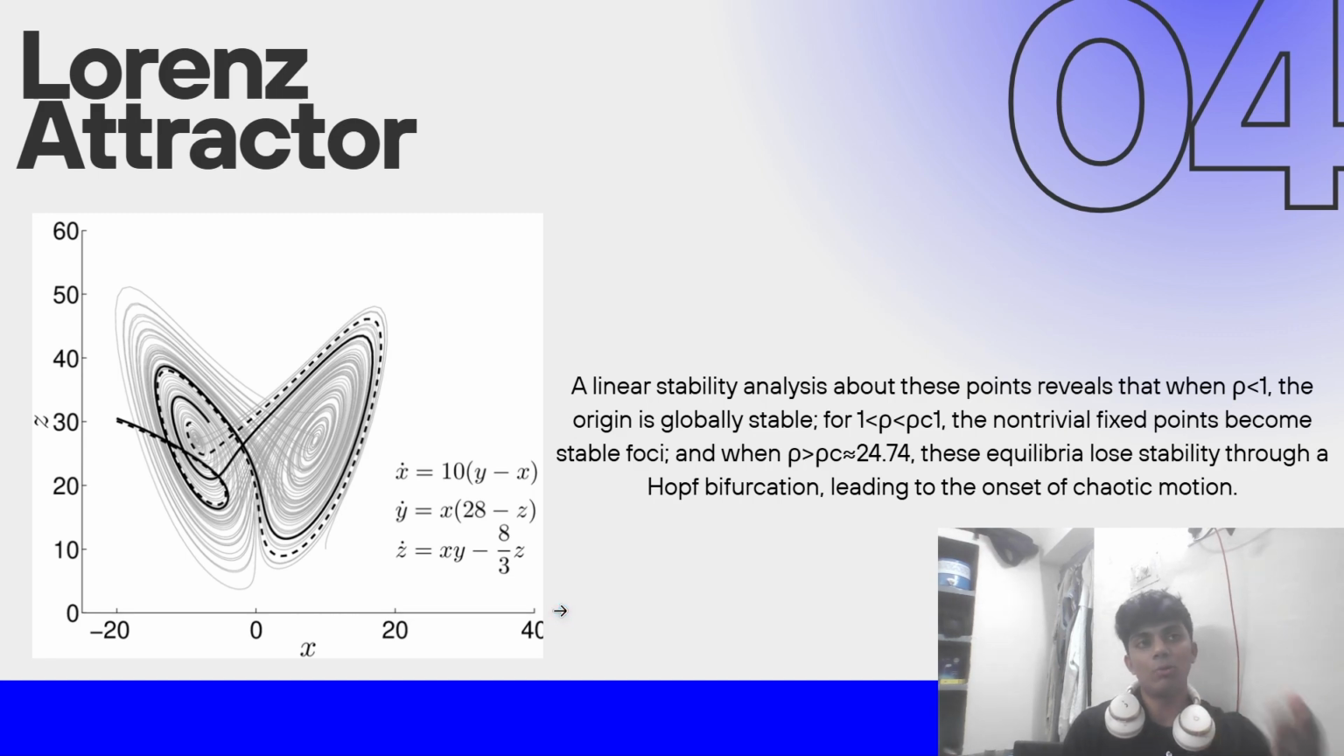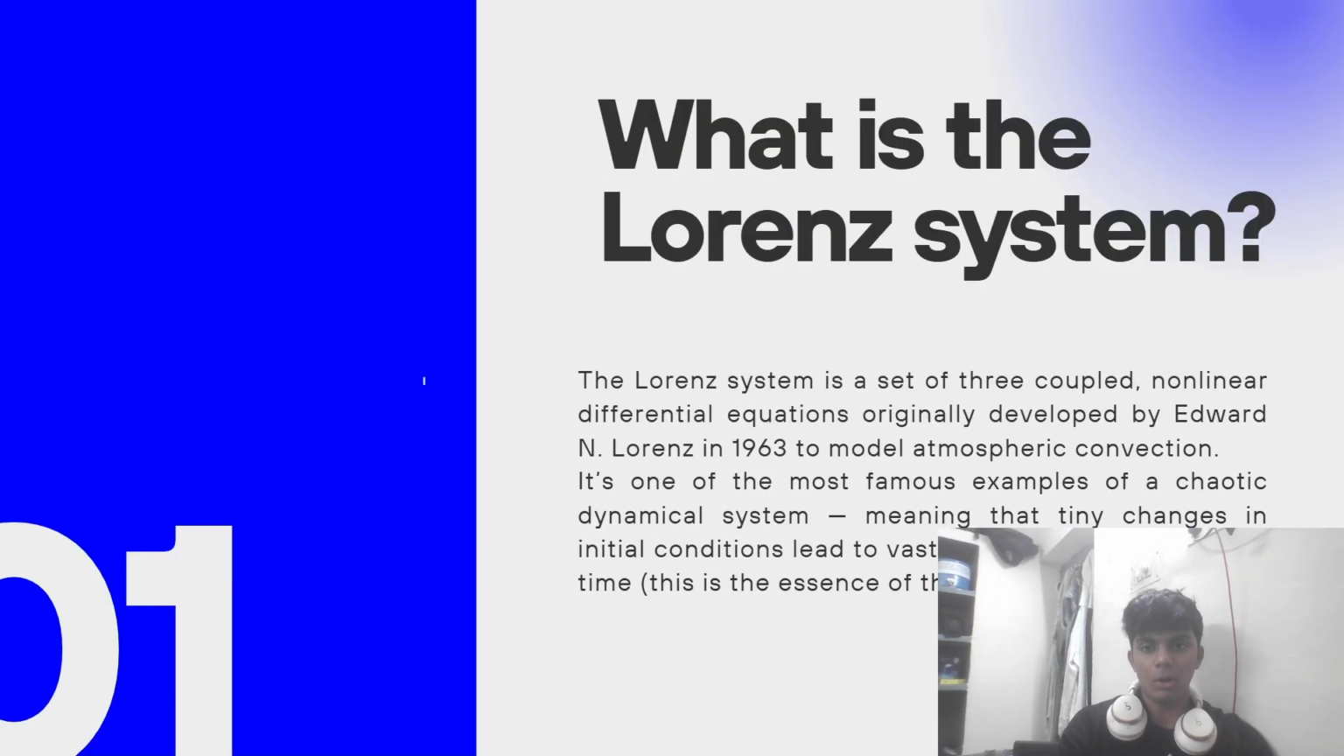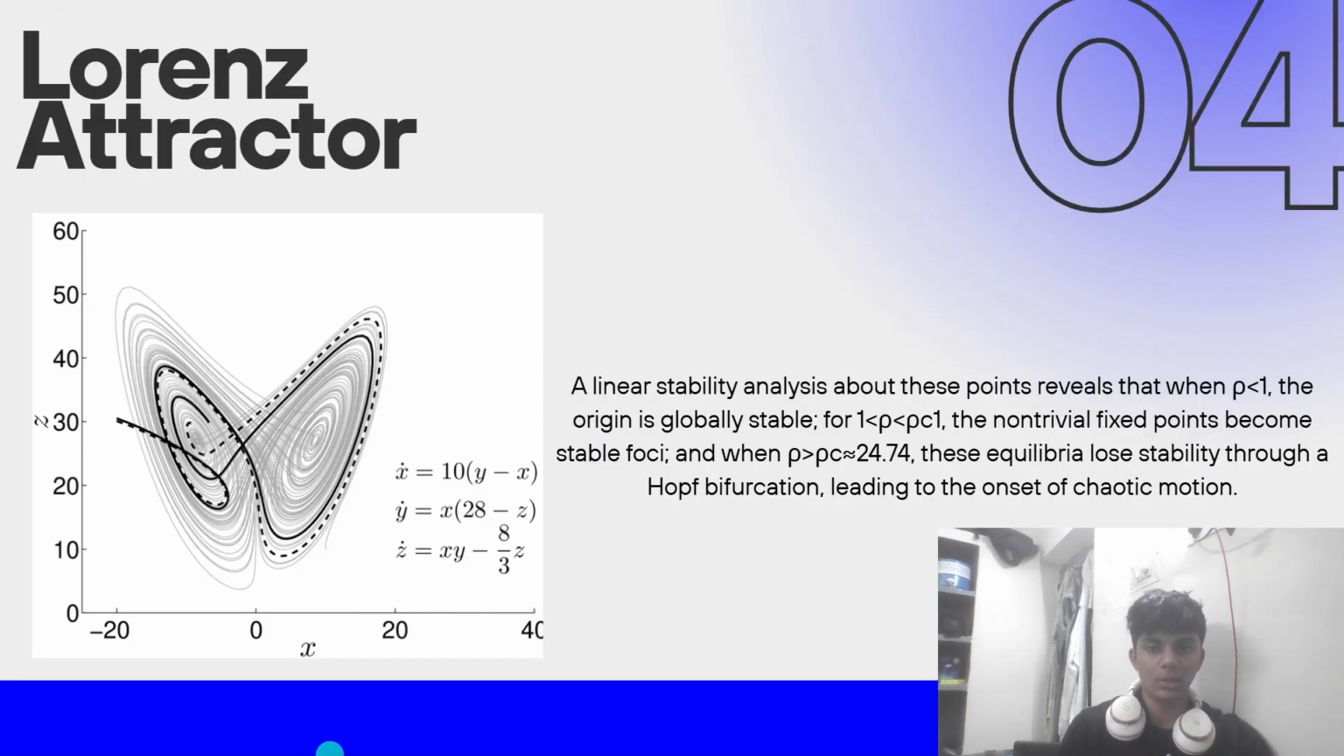Initially, when the value of rho is less than 1, the system is quite stable and it has a global stable point at the origin. But as the value of rho is increased from 1 till the point of rho c, that is 24.74, there are non-trivial fixed points which become the stable foci for the whole system. But these equilibria lose their stability through a Hopf bifurcation, leading to the onset of chaotic motion that we had observed, as I mentioned earlier.